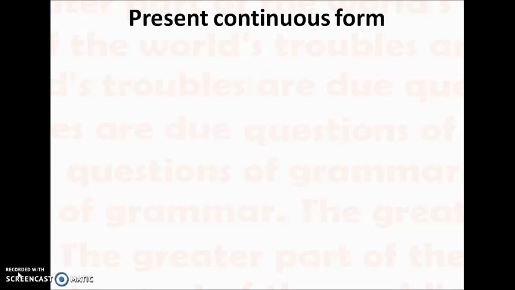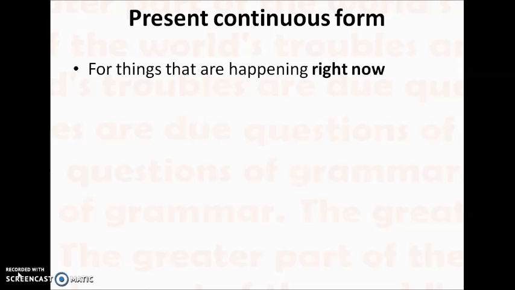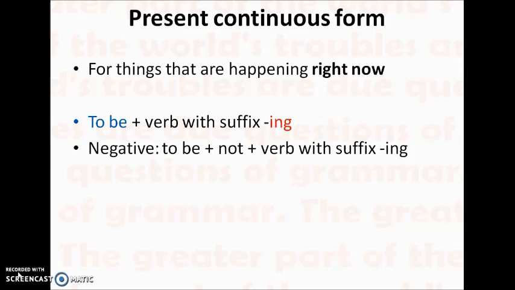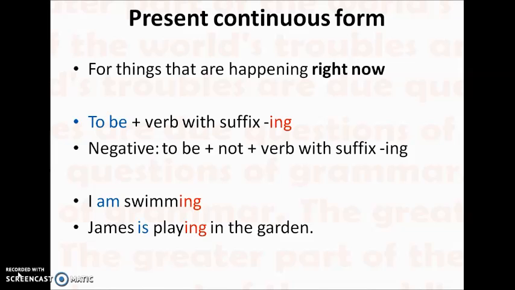The other form we can use for expressing actions in present time is the present continuous tense. We use it to talk about things that are happening right now. Present continuous form consists of the verb to be plus a verb with suffix ing. In forming a negative, we add not after the to be. For example, I am swimming. James is playing in the garden. They are walking to school.